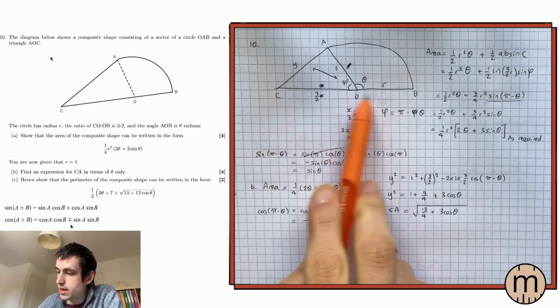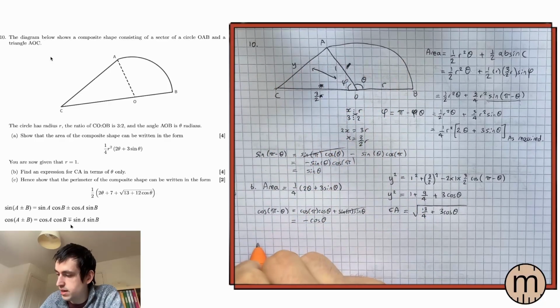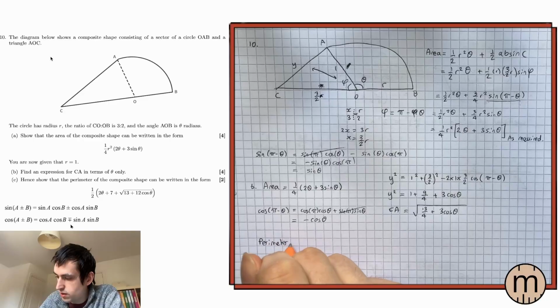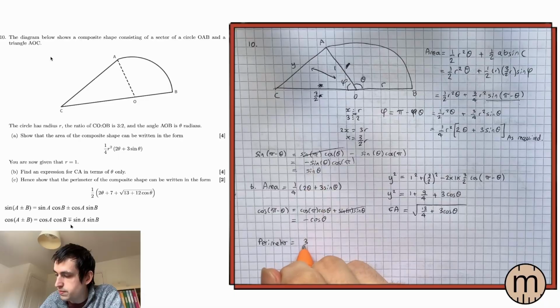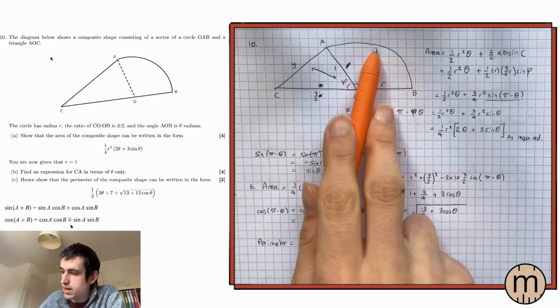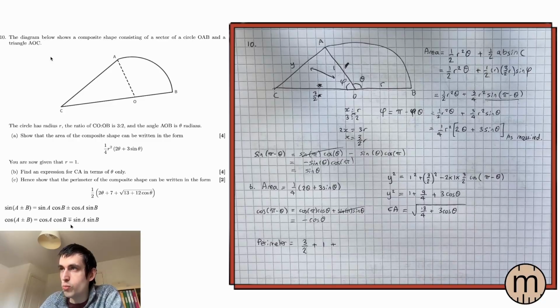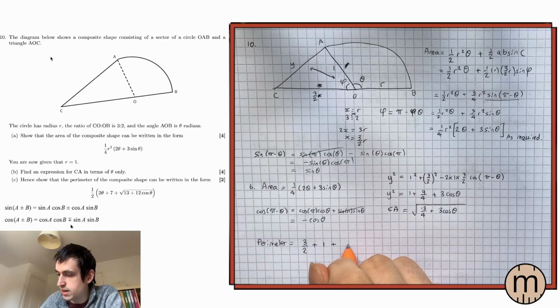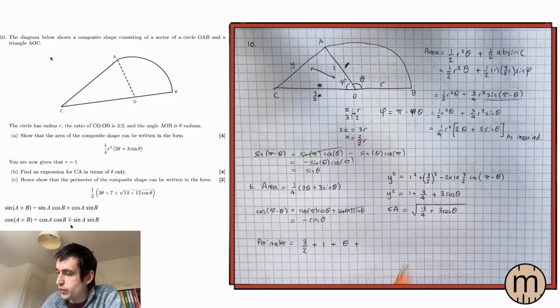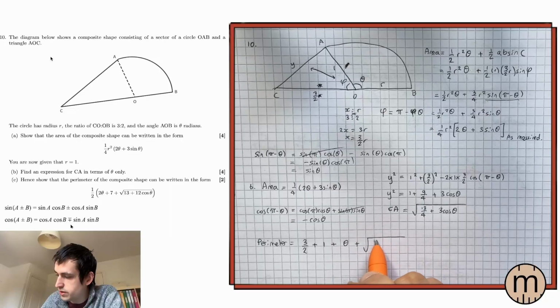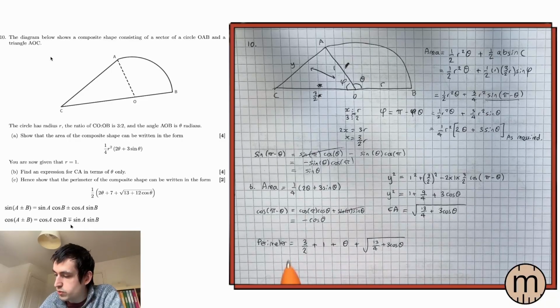The perimeter is going to be all of the side lengths added together. So the perimeter, let's start from C and work our way around anti-clockwise. It's going to be 3 over 2. Then we're going to add the radius, which is just 1. Then we're going to add the arc length BA. So remember the arc length formula is just r theta. So in this case, 1 times theta, which is just theta. And then we're going to add y, and we know what y is, it's this expression here. Square root of 13 over 4 plus 3 cos theta. 3 over 2 plus 1 is 5 over 2.